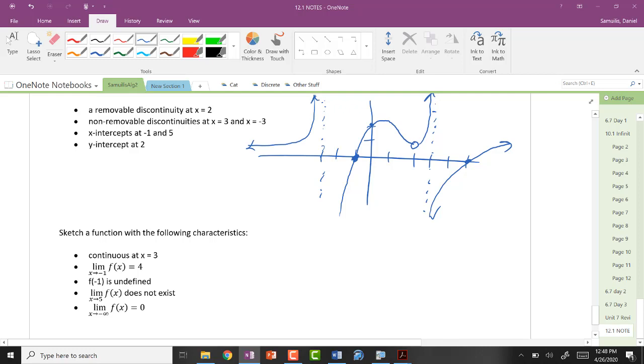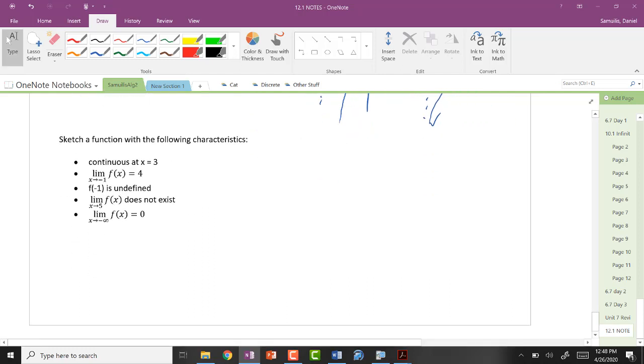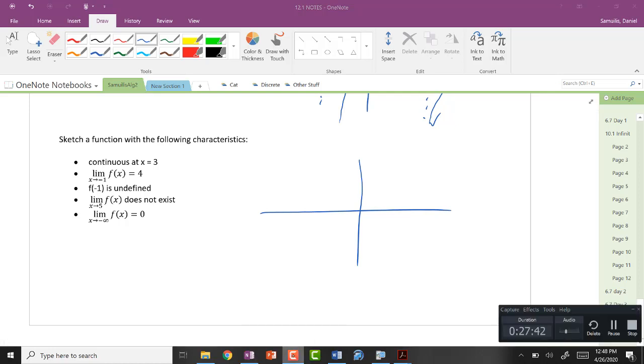Has all those values. And then lastly, we'll do this next sketch here. Continuous at x equals 3. The limit of f of x as x approaches -1 is 4. f of -1 is undefined. Limit of f of x. Okay, all right, so I'm just going to pause it and draw because I feel weird talking through my drawing.